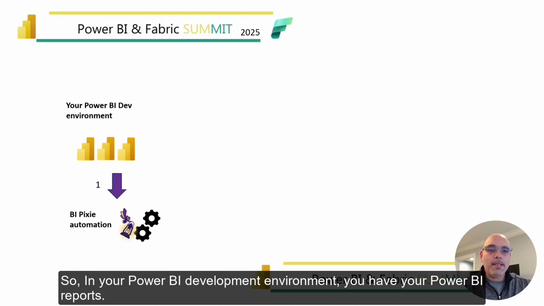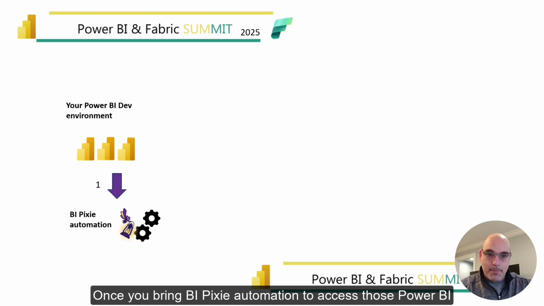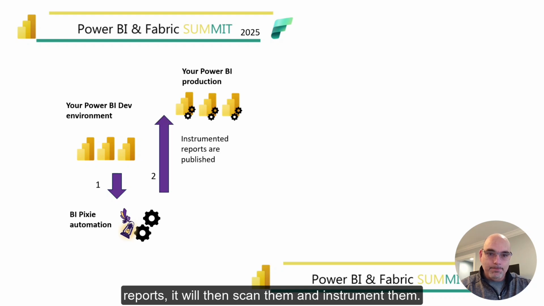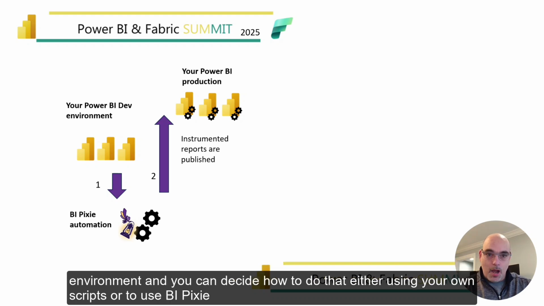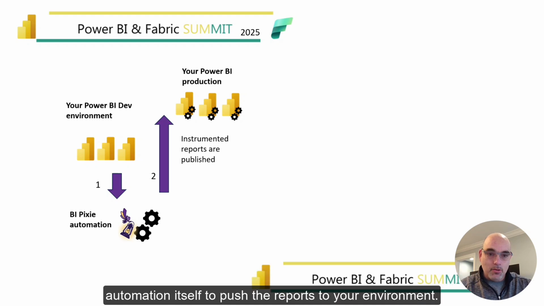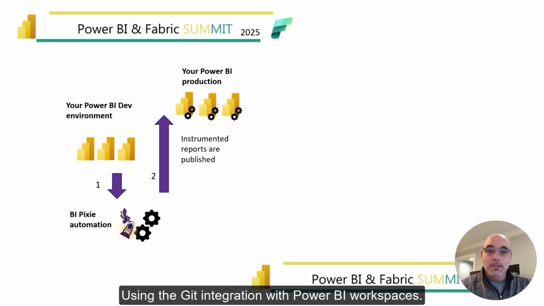So in your Power BI development environment, you have your Power BI reports. Once you bring BI Pixie Automation to access those Power BI reports, it will then scan them and instrument them. Once those reports are instrumented locally, they are pushed to the Power BI production environment, and you can decide how to do that, either using your own scripts or using BI Pixie Automation itself to push the reports to your environment using the Git integration with Power BI workspaces.